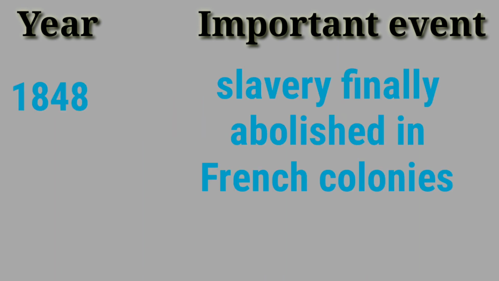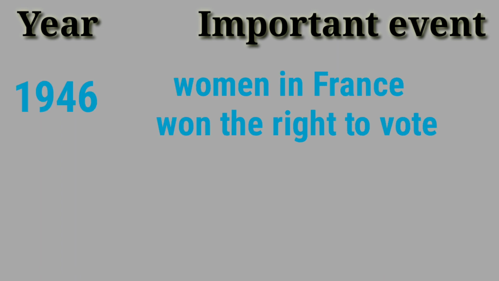Then in 1848, slavery was finally abolished in the French colonies. So finally in 1848 it was abolished. Okay, then in 1946, women in France won the right to vote.